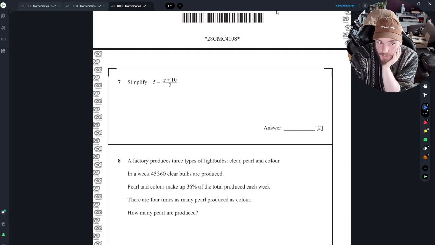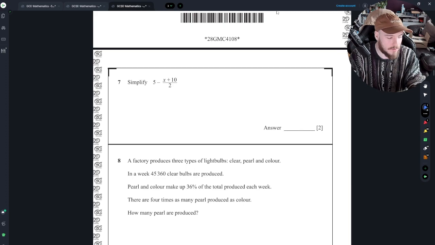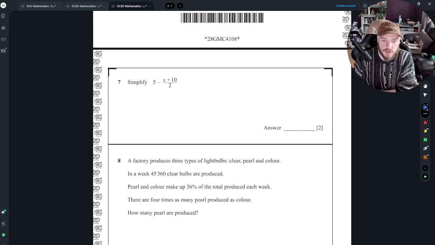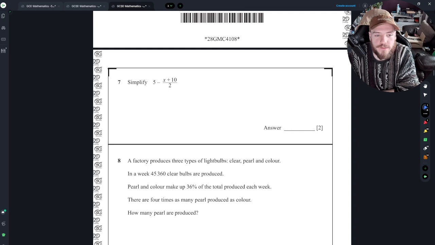Okay, simplify 5 minus x plus 10 all divided by 2. Okay, so give me 1 second here. Sorry, I just had to turn off notifications on my phone. I get easily distracted, so I do. So simplify 5 minus x plus 10 all over 2.